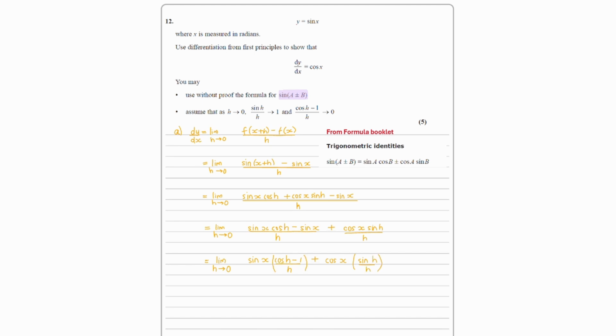Because the question says we can assume that as h tends to 0, sine h over h tends to 1, and cosine h minus 1 over h tends to 0, we can see that we've now got that in the equation, and we can just substitute 1 and 0 respectively. So as h tends towards 0, dy by dx will now be equal to sine x, and the value that they've given for cosine h minus 1 over h is 0, so we can replace that with 0. And the value that they've given us for sine h over h is 1, so we can replace that with 1. Sine x multiplied by 0 would just be 0, so this would now just be equal to cosine x.